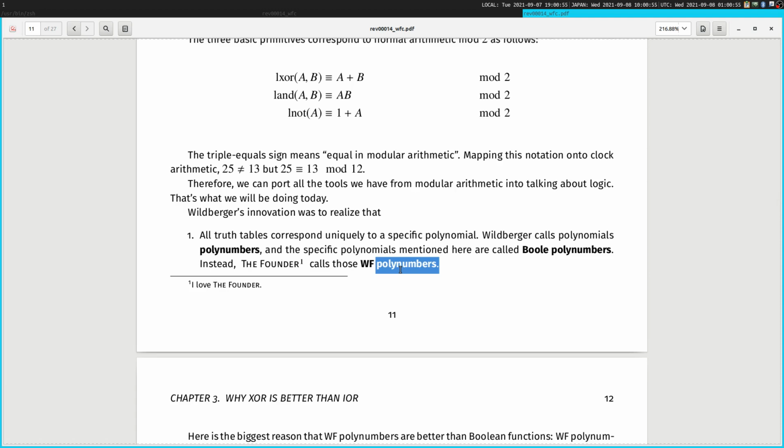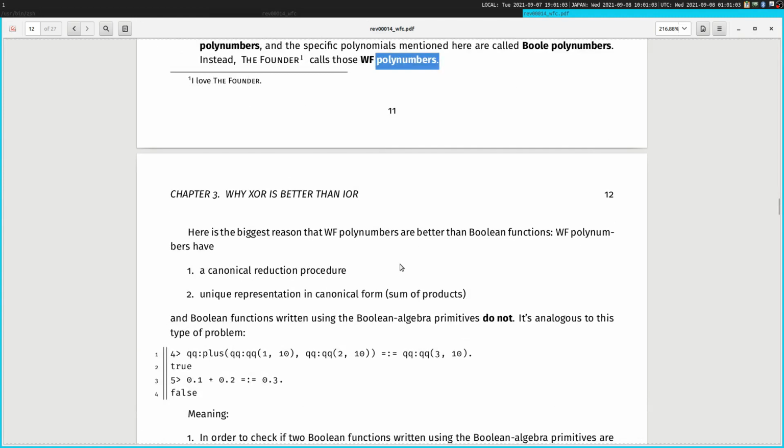Okay, if you looked at the code, if you watched the podcast, it's very clear why the sentence terminology makes sense. And when we get to examples, I'll explain what that means. Yeah, WF polynumbers have a canonical reduction procedure. So you can always take a bunch of sentences combined in any way and reduce it down to a single sentence. Unique representation in canonical form, sum of products, that means a sentence, and I'll get to what that means.